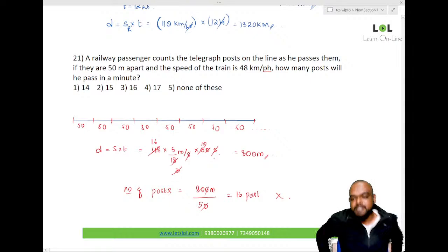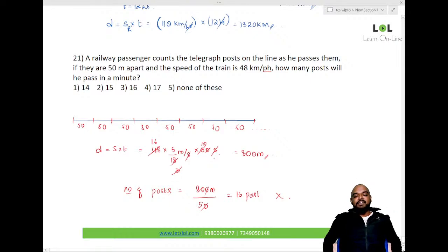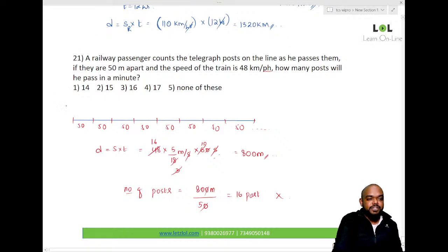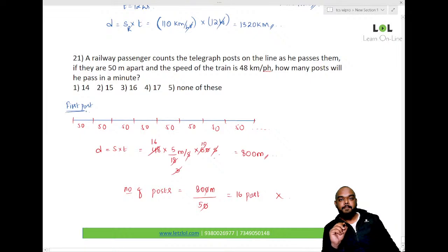It is a wrong answer. Sangram, tell me why 17. 17 is the right answer but not 16. Perfect answer it is. Exactly, Sangram. Look at this first post, guys. This is the tricky part in this question. First post, he will see it at the 0th second.